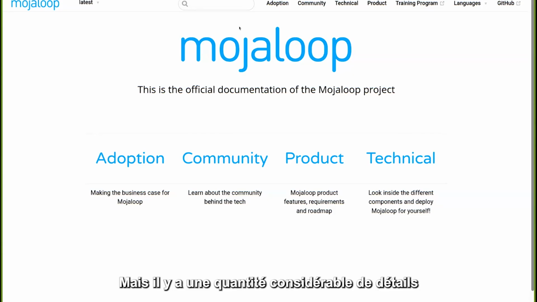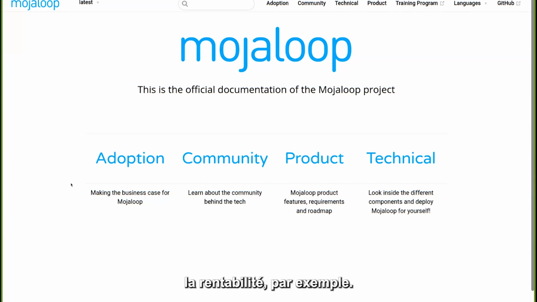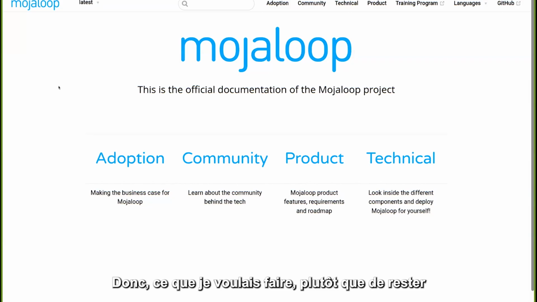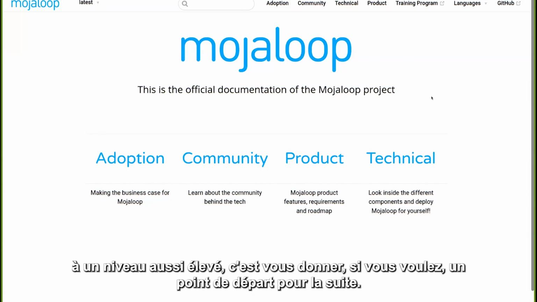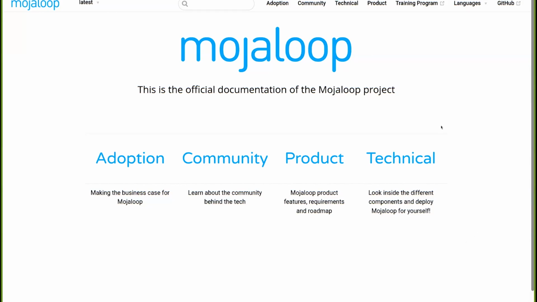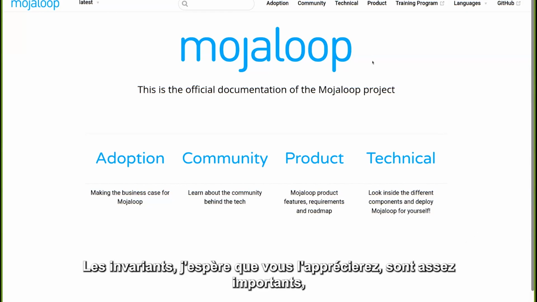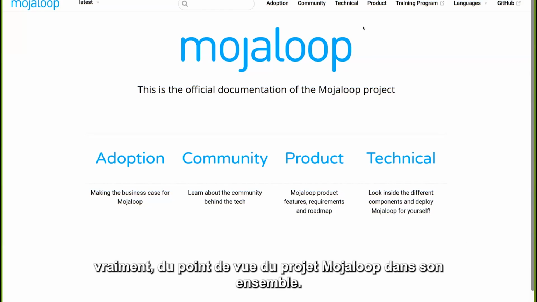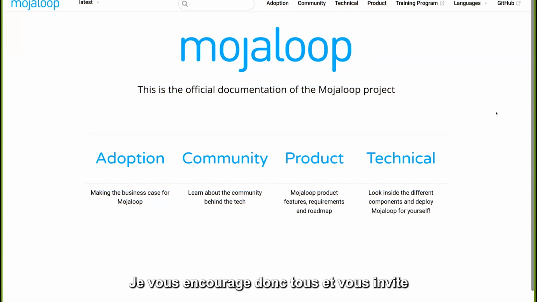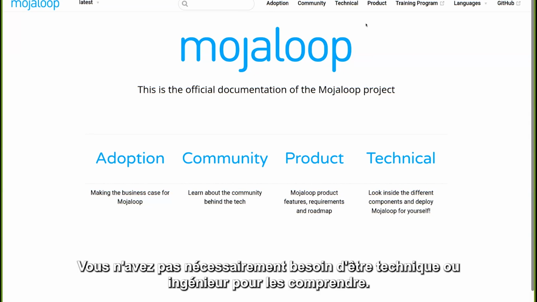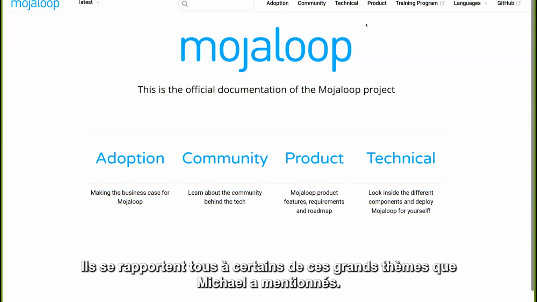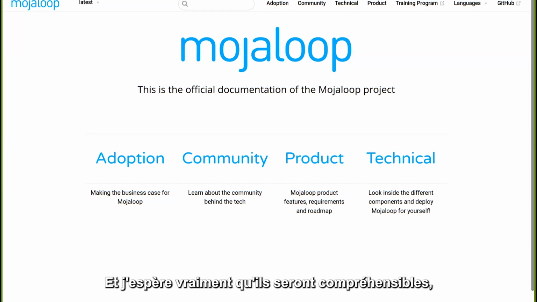But there is a considerable amount of detail hidden under those top level headings that Michael mentioned, like security, reliability, efficiency, cost effectiveness, for example. So what I wanted to do is, rather than leave things at a high level like that, give you all a place to go next. The invariants, I hope you will appreciate, are quite important from a perspective of the MojaLoop project as a whole. So I would encourage and invite you all to have a read through them in some level of detail. You don't necessarily have to be technical or an engineer to understand them. They all relate to some of those big headline points that Michael mentioned. And I very much hope they'd be understandable, at least.